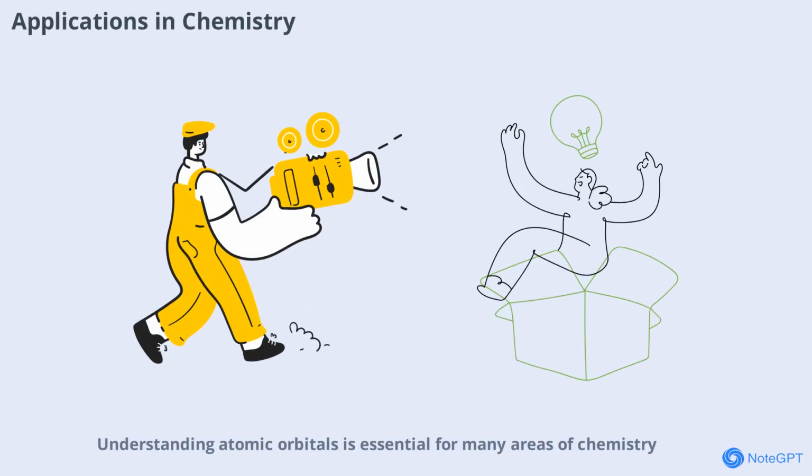Understanding atomic orbitals is essential for many areas of chemistry. From predicting how elements will react to designing new materials and drugs, the concepts of orbitals and electron configuration are at the heart of modern science. Chemists use this knowledge to manipulate atoms and molecules for countless applications.